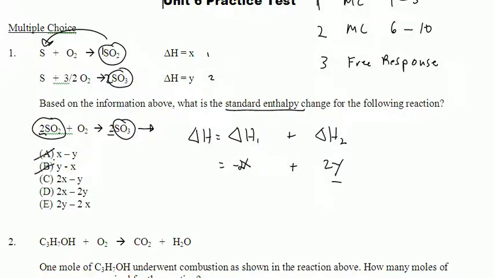Gets rid of A, B, gets rid of C. Notice that Y is alone there. And moving these around, it's the same thing as 2y minus 2x. So the answer is E.